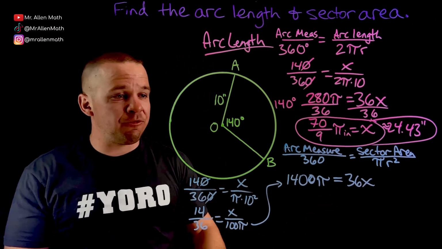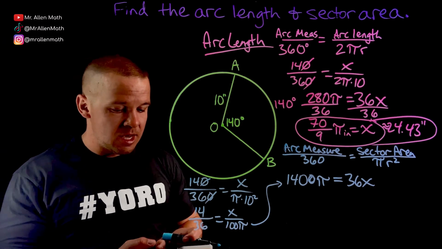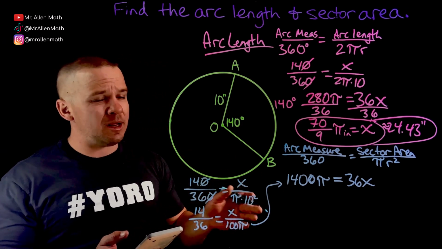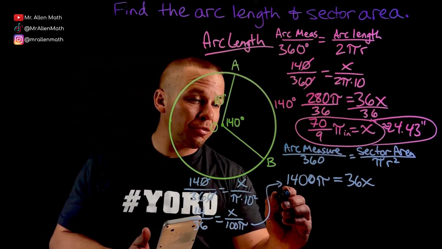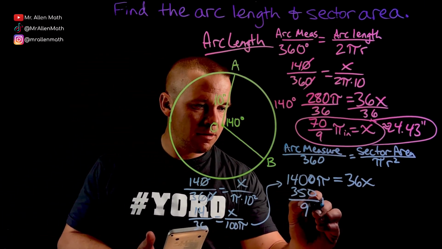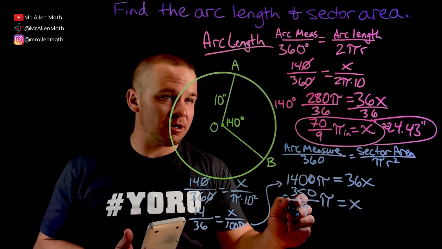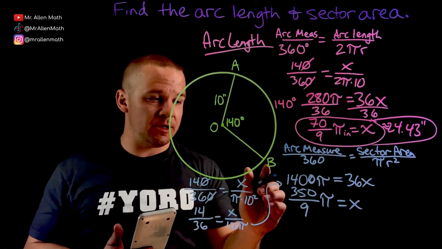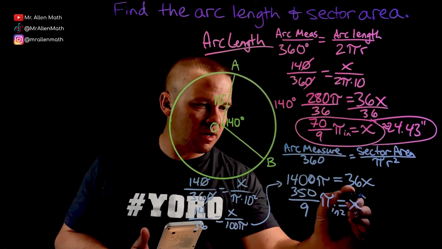So now I'm going to take that 1400 and divide it by 36, and I get 38.8 repeating. So I get decimal again. Hit math, hit frac, hit enter. We got 350 over 9 pi for x. That is my exact answer there. This would be inches squared, because we're talking about area there.